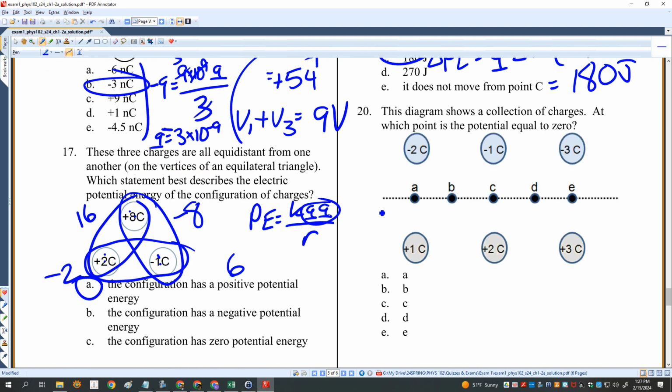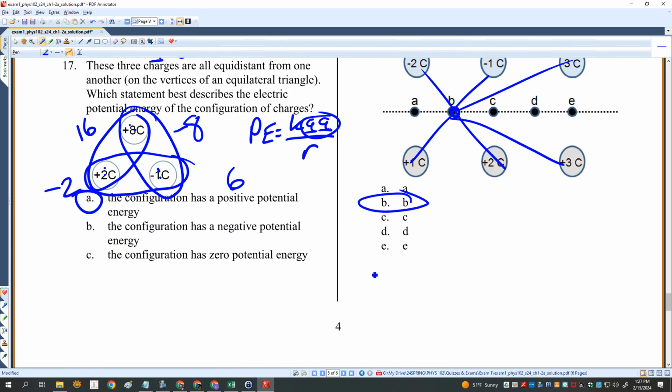And then what point is a potential equal to 0? Well, for example, right here, the distance to these two is equal, so they cancel out, but the distance to these two is not equal, so they do not cancel out. So it's not D, but the answer is right here. Notice these distances are the same, these distances are the same, so those potentials all cancel out, and likewise those are the same. So B is the right answer.